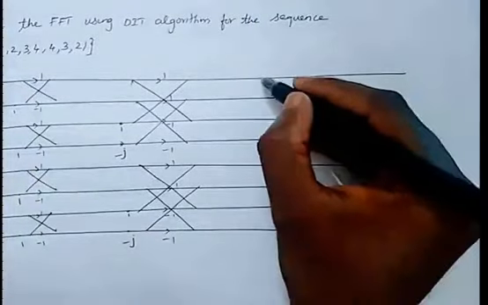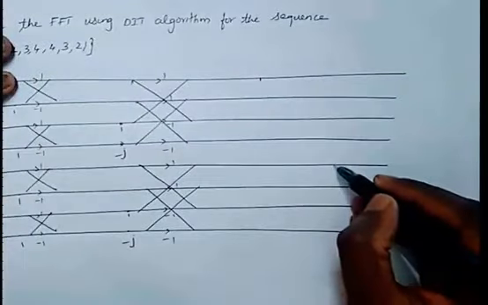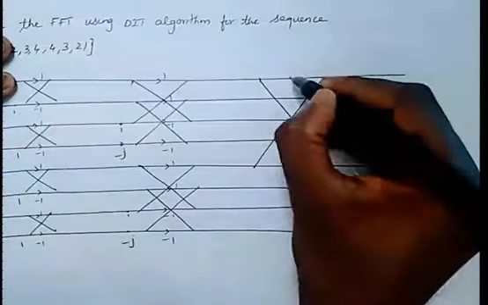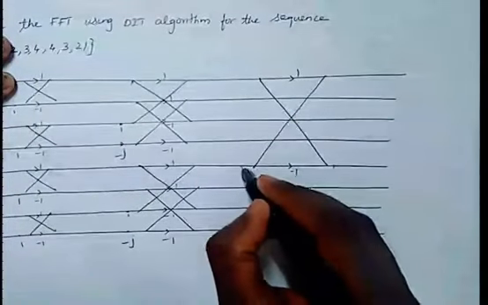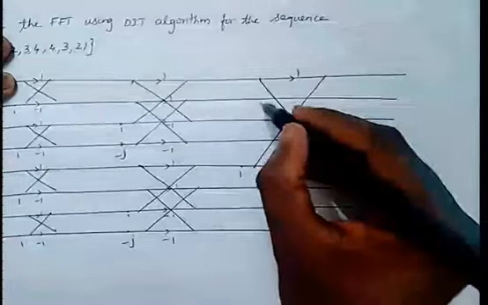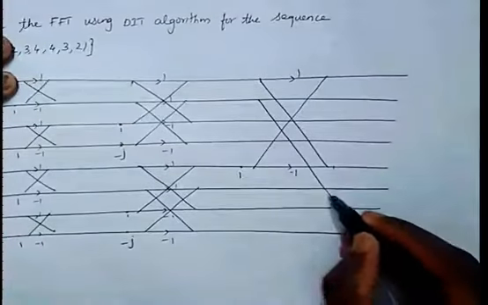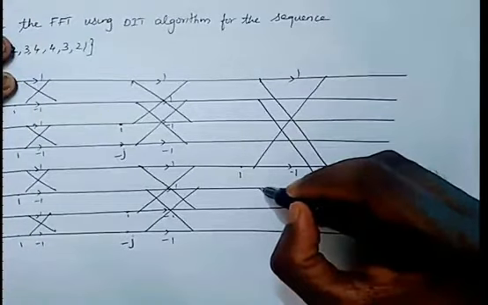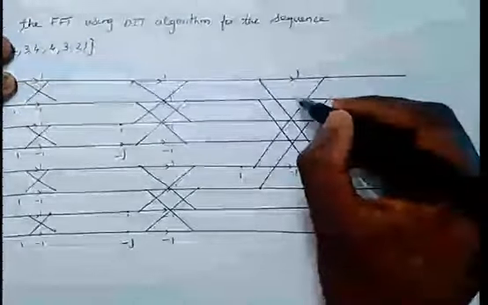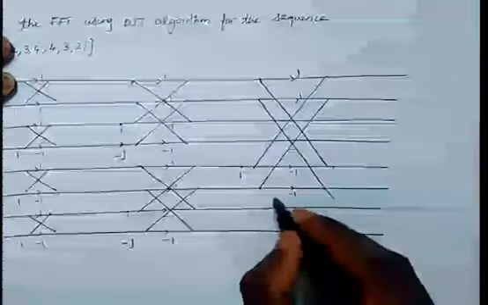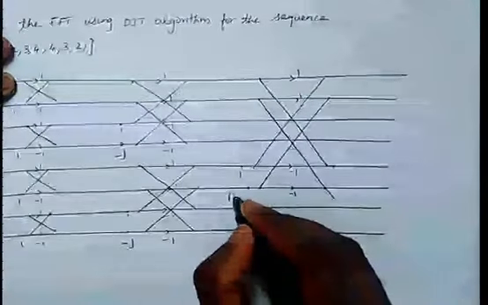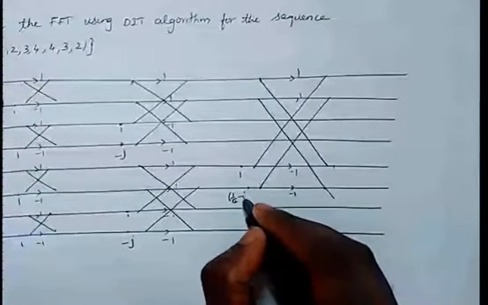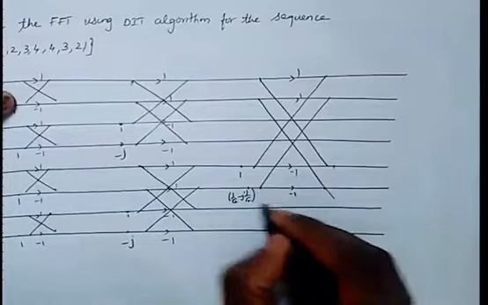Just connect 1 and 5. Again this is going to have the weight of 1, minus 1, and W80 is 1. 2 and 6 are going to form a pair. This is 1, this is minus 1. Here the weight is going to be W81, so it's 1 by root 2 minus j into 1 by root 2.